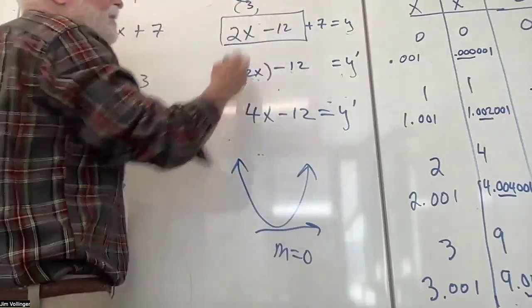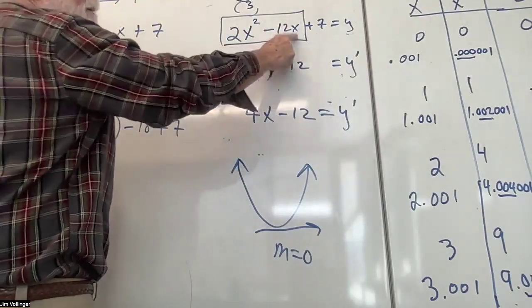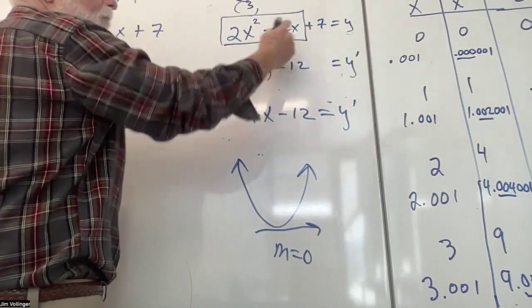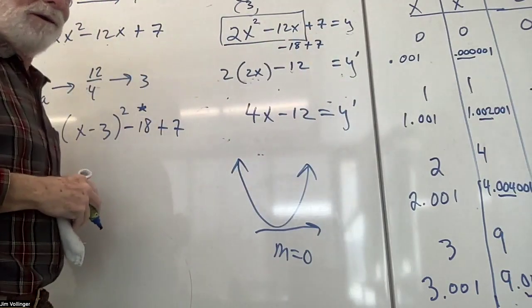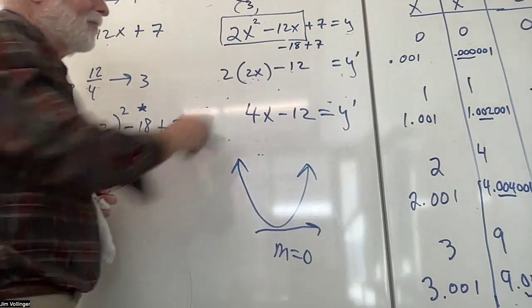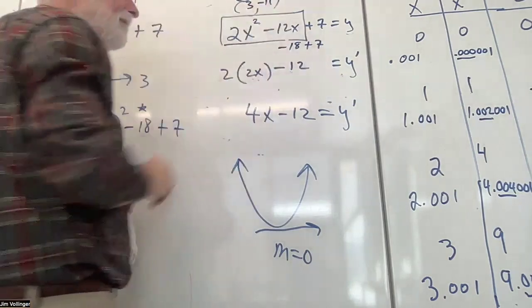Could I plug 3 in? Let's go back to what this was. Can I plug 3 in? Minus 36. But remember, minus 18 plus 7 was what completing the square got us. Okay, so all I got to do is cut that in half and add 7 to get minus 11.